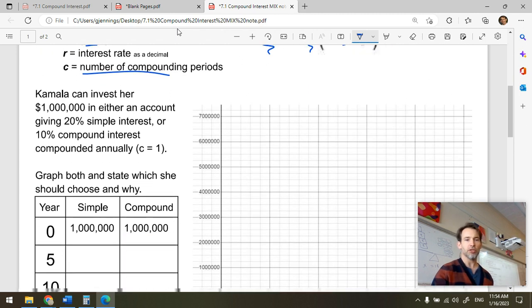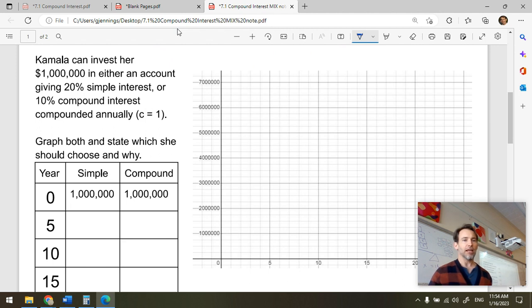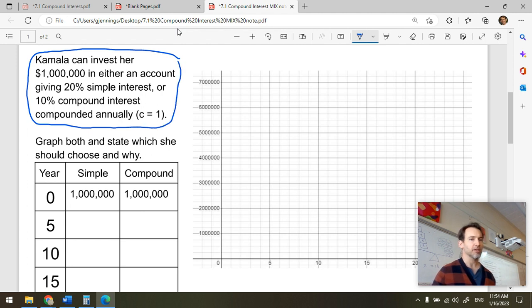So in this first situation that I want to look at, I would like you to graph for me Kamala, who has $1 million right now. Must be nice. And she doesn't have another use for it. She doesn't need to buy a home. She doesn't need to buy a car. She can just use that to invest.